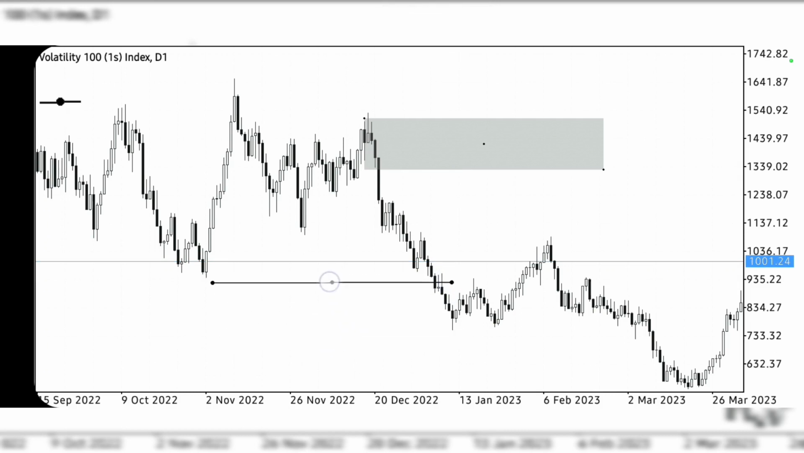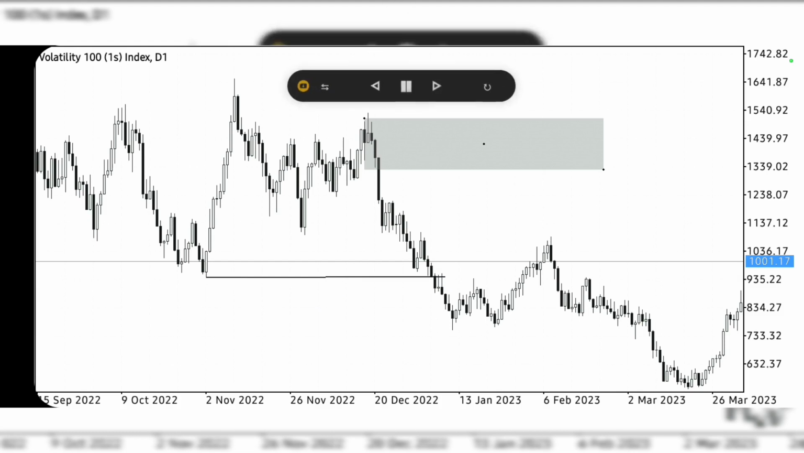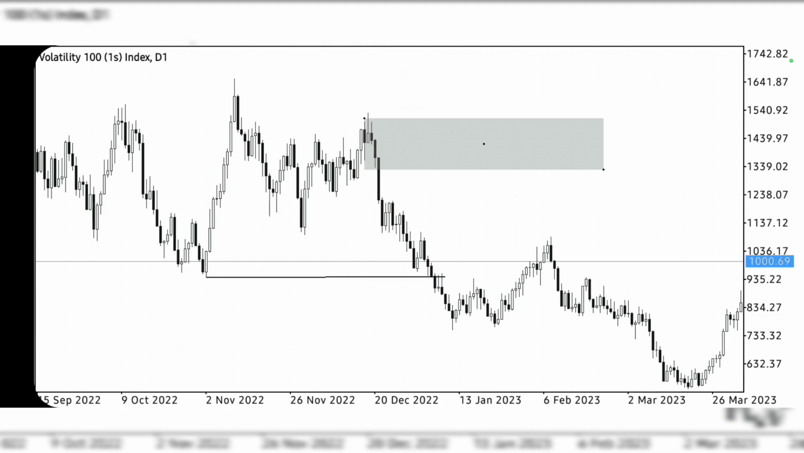So we have a break of structure to the downside. Now the first point of interest is the secondary point of interest. The second one is the primary point of interest. Now what do we mean by secondary point of interest?